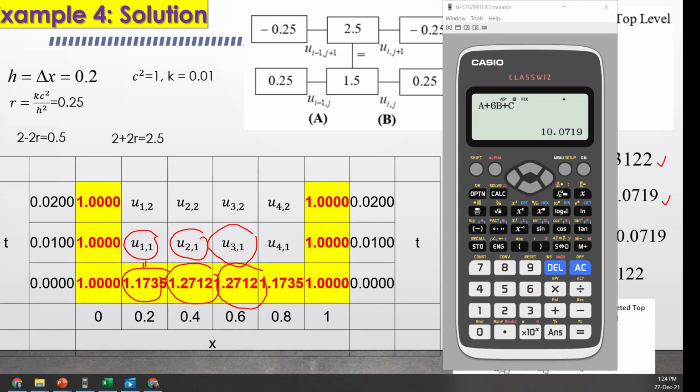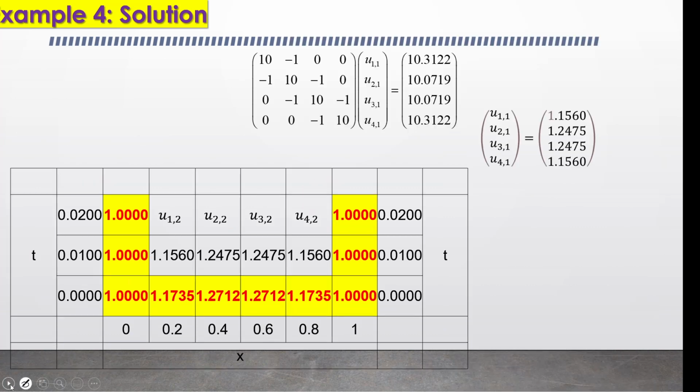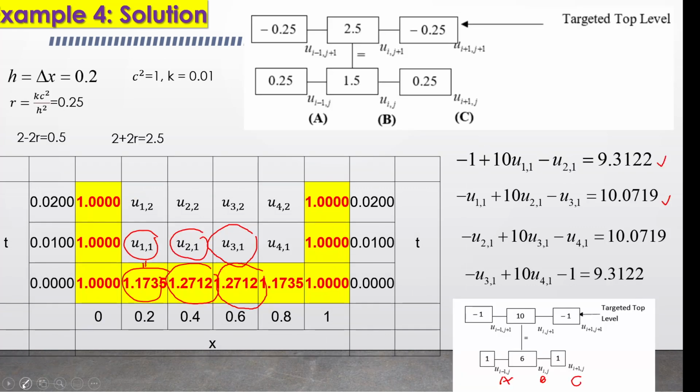To obtain the third equation, we repeat the process, moving one column to the right. In the third equation, center top will be at u31. You see, the first equation targets the center top U11, the second equation center top U21, the third equation center top U31, and the fourth equation center top at U41.